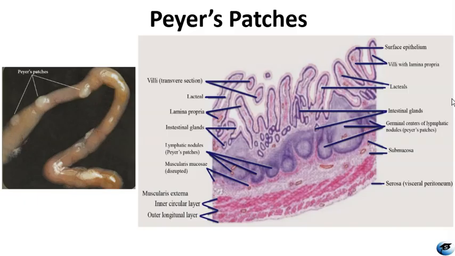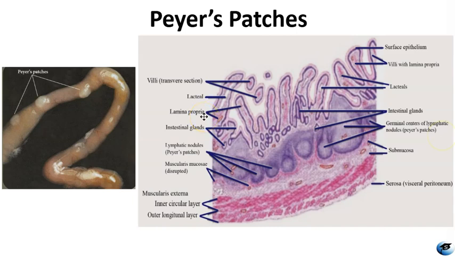Their primary role is to capture and destroy bacteria, helping to prevent foreign pathogens from crossing the intestinal wall and entering the bloodstream. So let's walk through the structures labeled in the diagram to understand how these nodules are situated within the intestinal wall. At the innermost surface, we have villi. Villi are finger-like projections that increase the surface area for nutrient absorption. And then within each villus is a lacteal, which is a small lymphatic vessel that absorbs dietary fats.